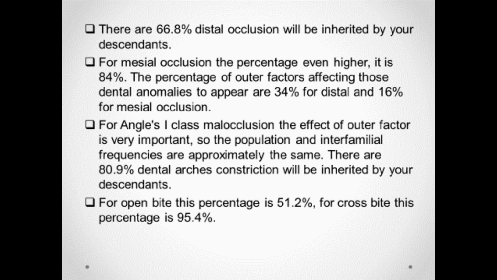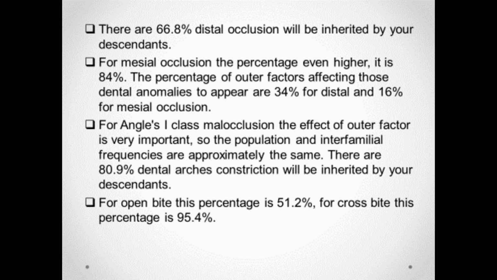There is a 66.8% chance that distal occlusion will be inherited by your descendants. For mesial occlusion the percentage is even higher, 84%. The percentage of outer factors affecting those dental anomalies to appear is 34% for distal and 16% for mesial occlusion.